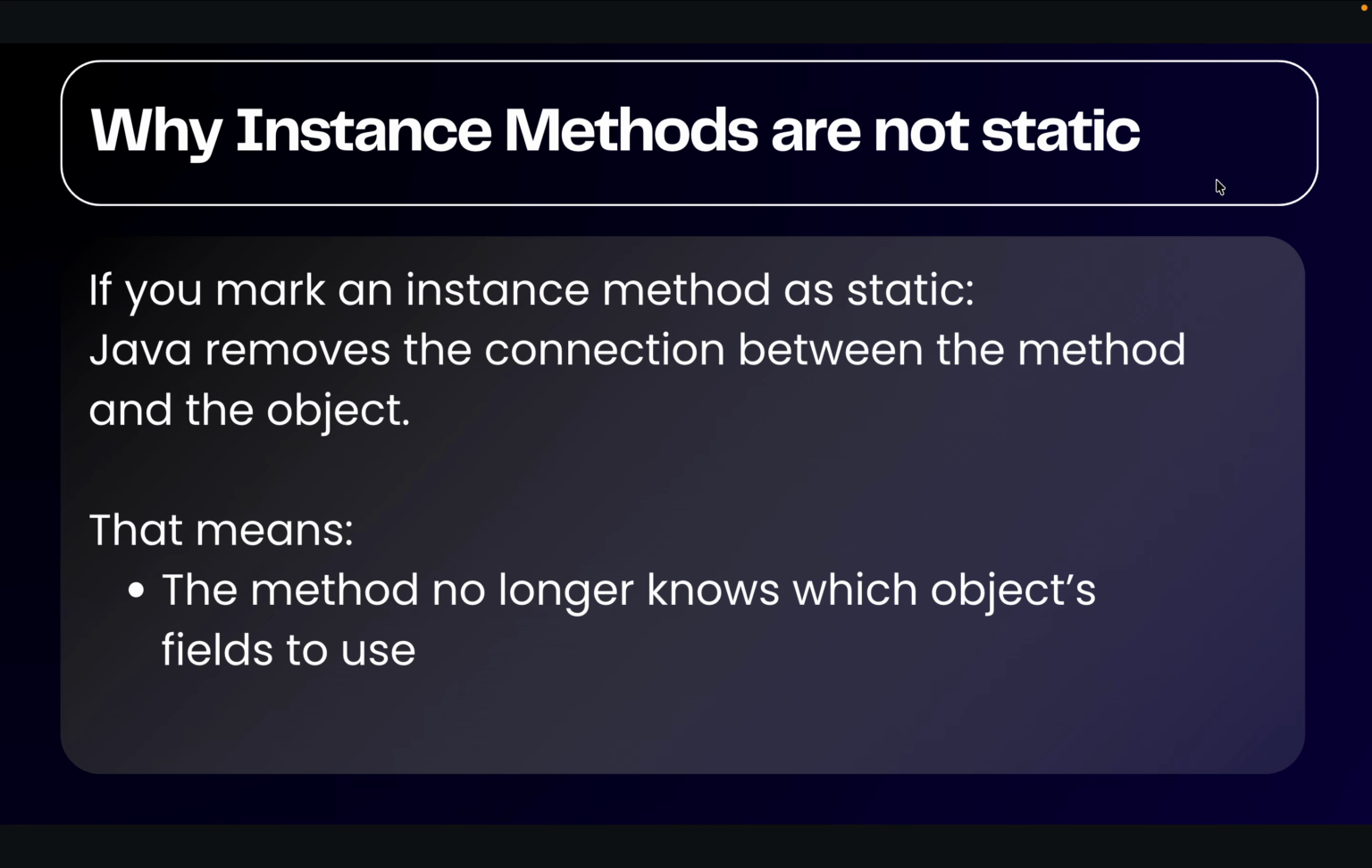So, let's say you were to mark a method as static, right? Basically, what happens is Java is going to disconnect the method and the object. So that basically means the method no longer knows which object fields to use. In that case, if you were to have some instance variables that had the same name, such as one in a method that you created inside of your class, you could run into some issues. So once you put static, it basically severs the connection, and that's why we try to avoid using static with our instance methods.